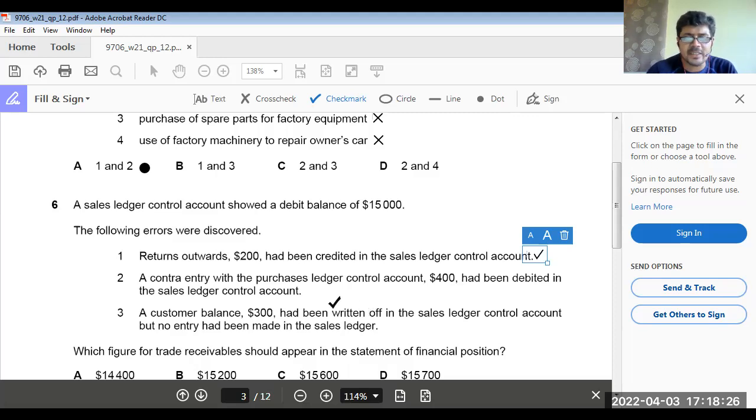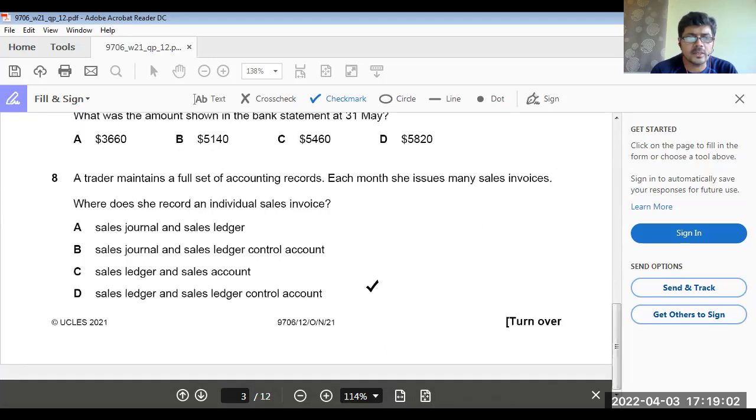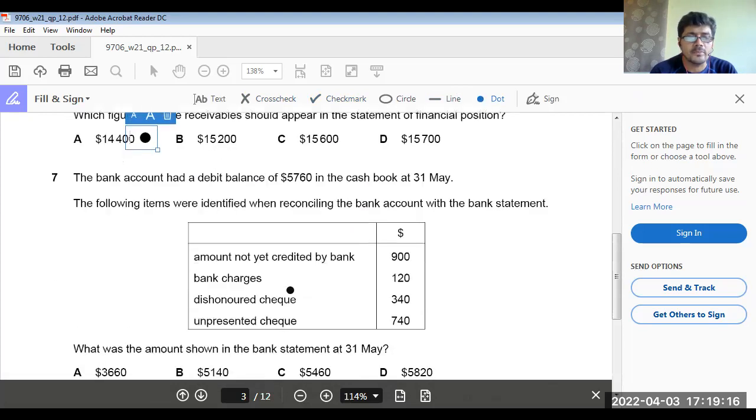What about this? A contra entry in the purchase control account had been debited in the sale ledger. Contra entry should always be credited in the sale ledger control account. If it is wrongly debited, we have to credit it with the double amount. Okay, it's a reversal entry. So if we credit the sale ledger control account by 800, we have to decrease the sale ledger control account by 800, minus 800. Now, a customer written off in the sale ledger control account. This has nothing to do with sale ledger control account. This is not an item of sale ledger control account. So the answer is definitely 14,000. Now move to question number 7.